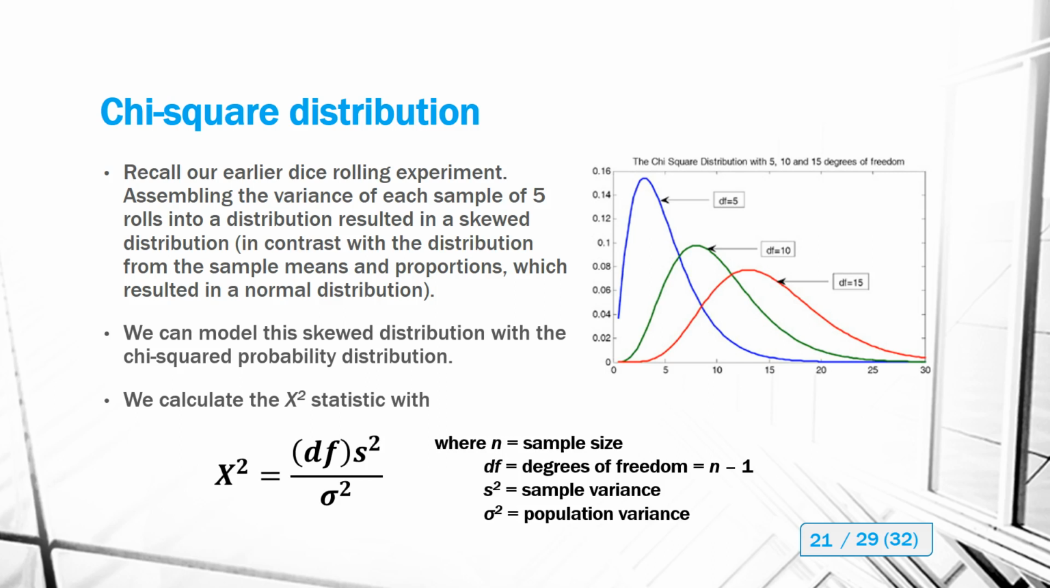We calculate a chi-square statistic with this equation here. Now, I know this looks like the letter X, but this is actually the ancestor of our English letter X, the Greek letter chi, hence the name chi-square, because this is chi squared. So you see we have degrees of freedom multiplied by the variance of the sample divided by the variance of the population. Again, degrees of freedom is equal to n minus 1. N is our sample size.